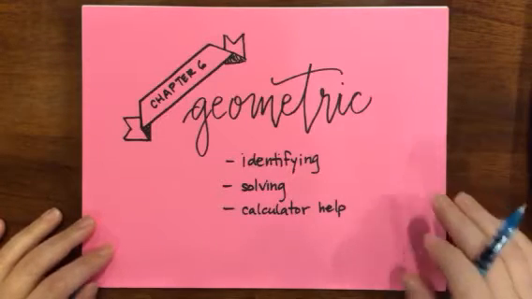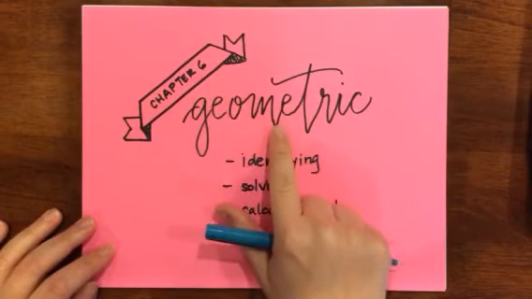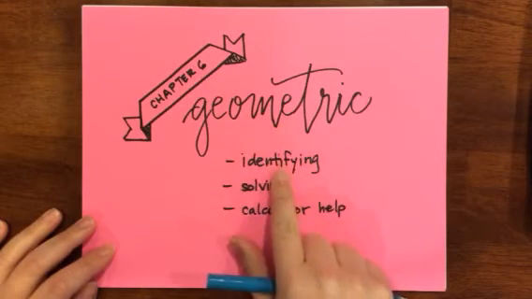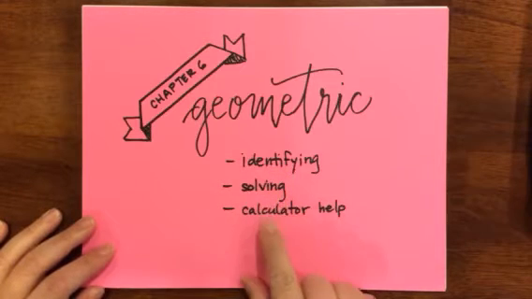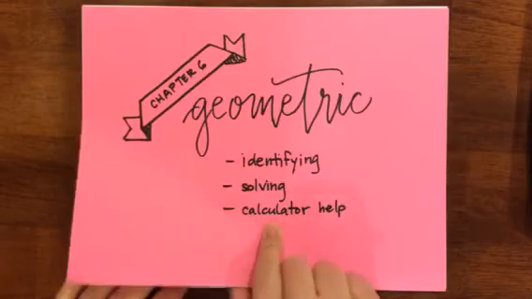All right, the last video of this series for Chapter 6 is about geometric settings. The goal of this video is to help you identify a geometric problem, how to solve a geometric probability, and to get some calculator help. So here we go.